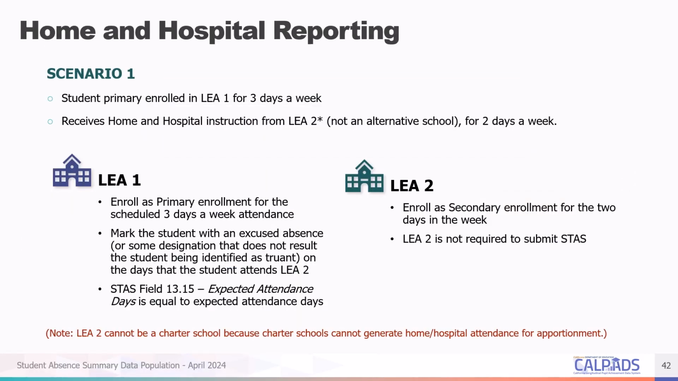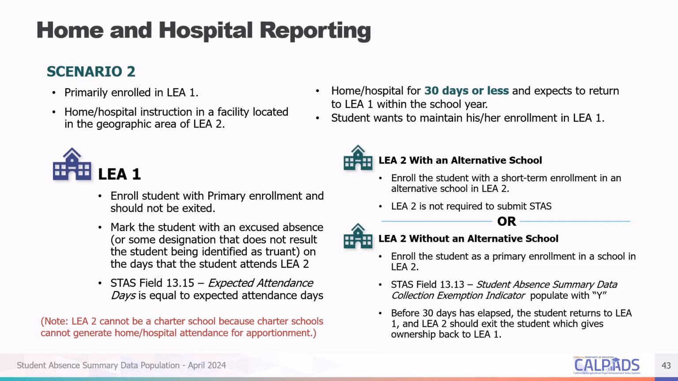For this scenario, LEA1 provides the bulk of instruction for the student and has the primary enrollment, while LEA2 provides supplemental home and hospital instruction. LEA1 would report the STAS, and LEA2 would not report a STAS record because the student has a secondary enrollment. It's important that LEA1 populate their student information system with absence codes that do not factor in the expected days of attendance. When extracted, the record from LEA1 should have the number of expected attendance days reflecting 3 days a week. In this scenario, LEA1 has the primary enrollment and would report a STAS record.